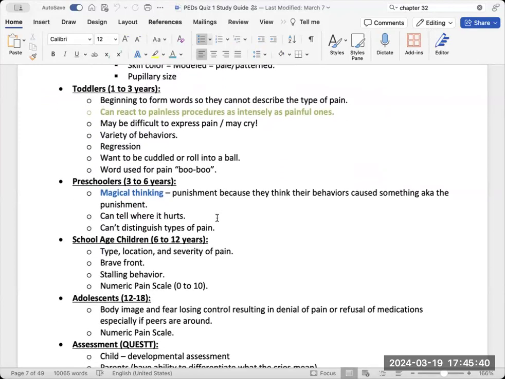Toddler is 1 to 3 years of age. So they're beginning to form words, but they cannot describe pain. Keep that in mind for a toddler. Remember, infants can't say anything. A toddler can form words, but they can't describe pain.